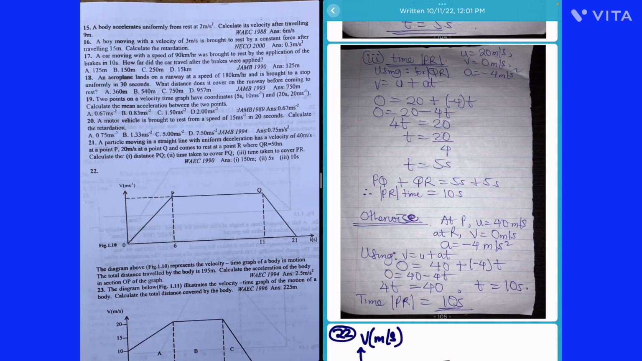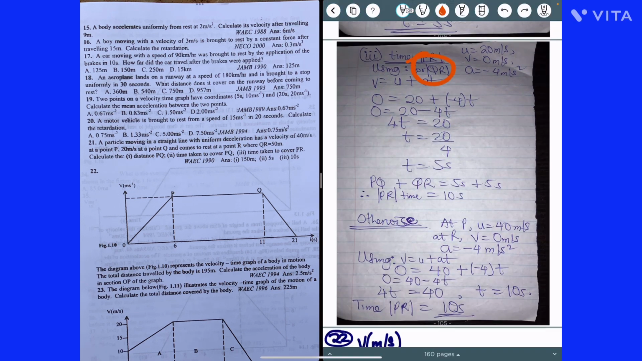Question 3 says time PR. Time to travel from P to R. Okay, let's find the time taken to travel from Q to R. At Q, velocity is what? 20. So u is 20. At R, velocity is 0. Acceleration is constant, that's minus 4. So using v is equal to u plus at between Q and R, 0 will be 20 plus minus 4 times t. That gives us 20 minus 4t. Bring minus 4t to the left, it will become plus 4t. It's 20 over 4, 5 seconds. So the total time PR is what? 10 seconds. Is that clear?